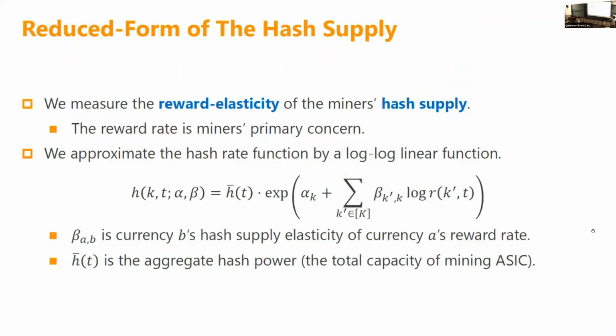So we measure the reward elasticity of the miners' hash supply. We approximate the hash rate function by a log linear function. If we take a log, then basically log h is linear in log of reward. And here we are introducing the reward elasticity of hash supply as a coefficient beta. So our aim is to estimate the parameters alpha and beta.